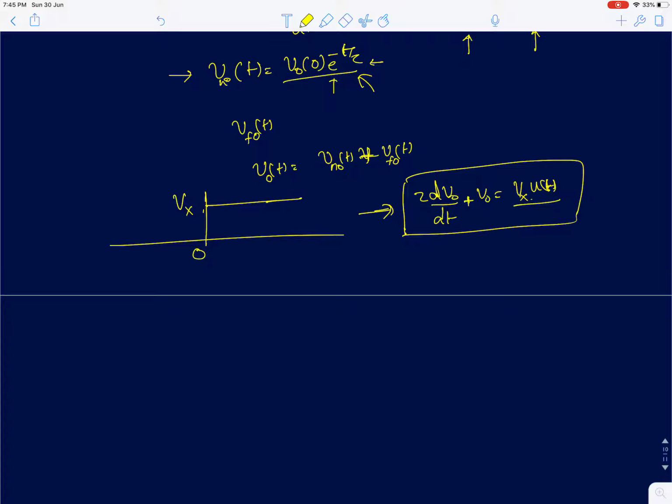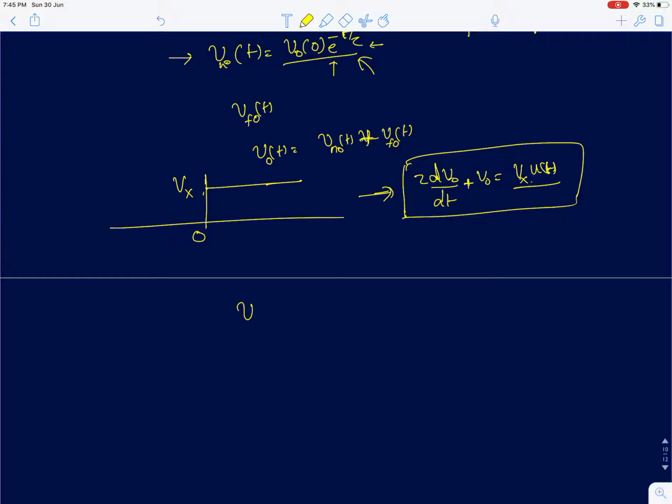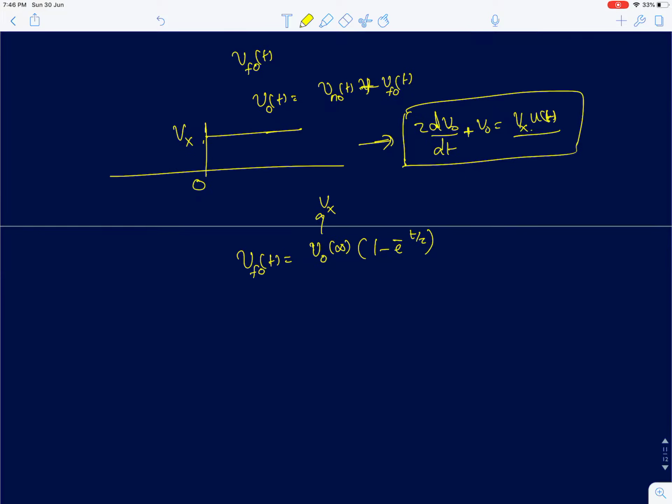Again, there is a standard way of solving this problem. I'll quote the final result. Your forced response for this will be Vx, which I'm going to write as V0 of infinity instead of Vx. This is nothing but V0 of infinity into 1 minus e power minus t upon tau, into u of t. So the total response of the system V0 of t will be V0 of infinity into 1 minus e power minus t upon tau into u of t, plus V0 of 0 e power minus t upon tau.